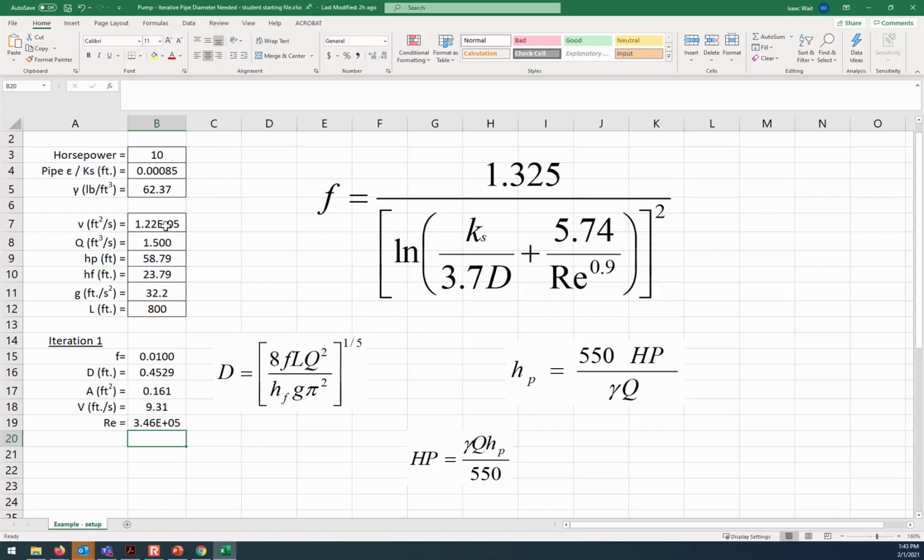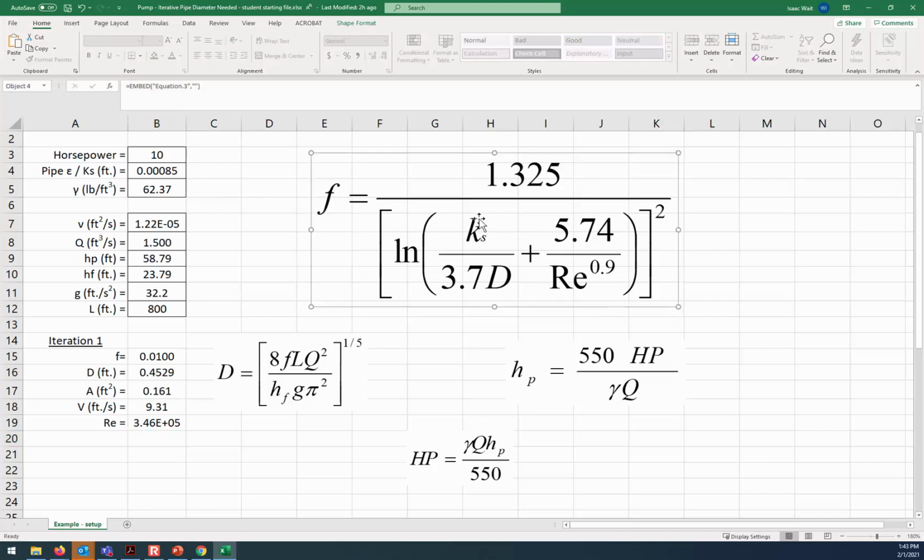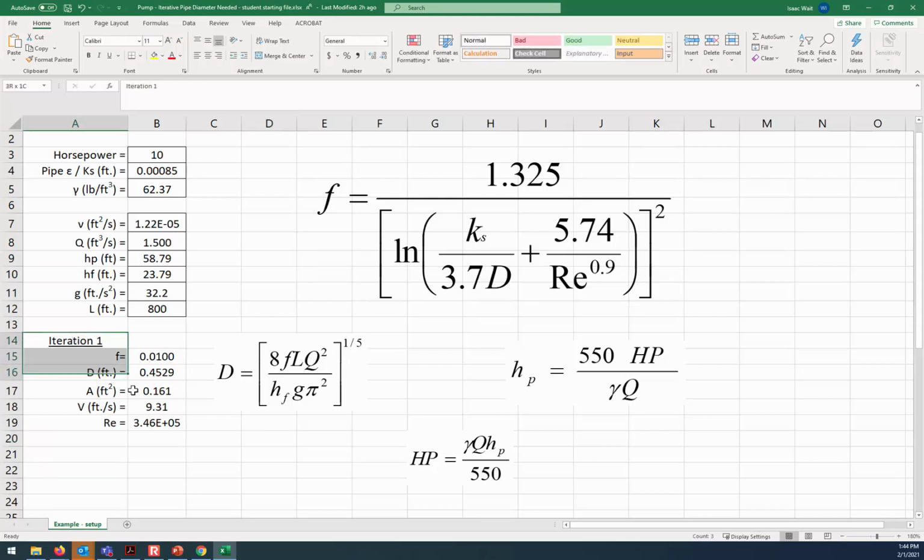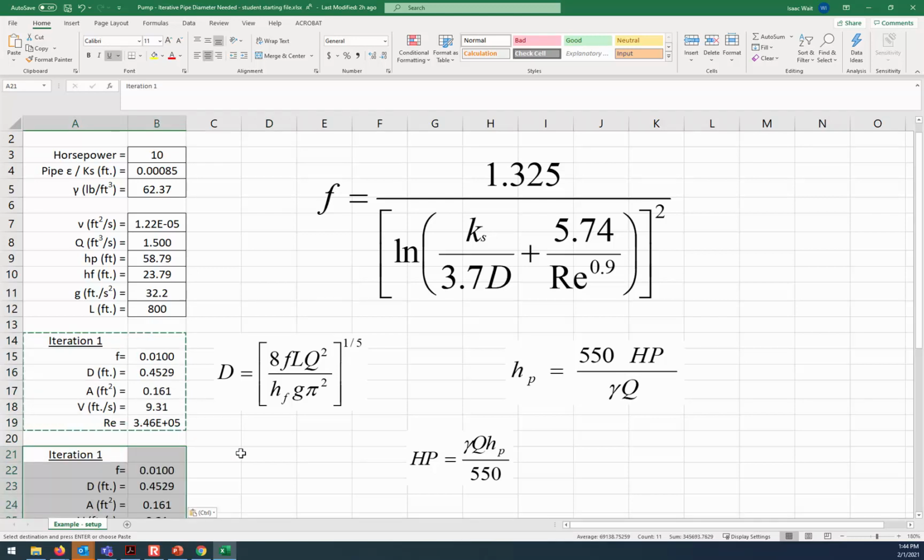Now, the way that we would know if we're done is to calculate an updated F value with the Swamee-Jain equation. And if the updated F value is the same as what you started with at the beginning of the iteration, then you know that's it. Your solution has converged, as they say. And so let's test and see.